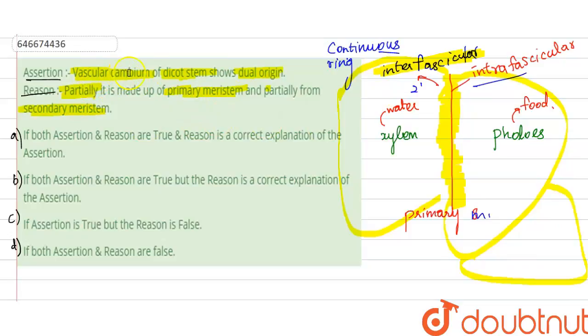What the assertion says here, vascular cambium of dicot stem shows dual origin. Yes, it is showing dual origin. First it develops from primary meristem, and then it develops from secondary meristem during the secondary growth. The reason says that partially it is made up of primary meristem. Yes, this is true. And partially from secondary meristem. Yes, this is right, because during the development of secondary meristem, some primary meristem will be left on that. So they are partially made of both, right?